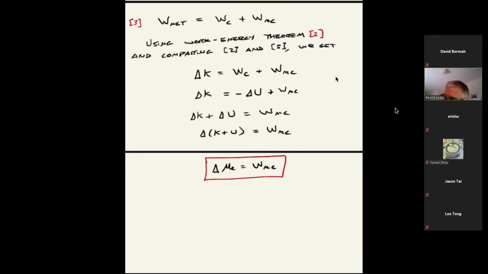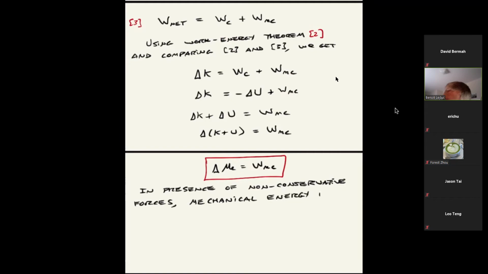All right. So in the presence of non-conservative forces, mechanical energy is not conserved. It does not stay constant.